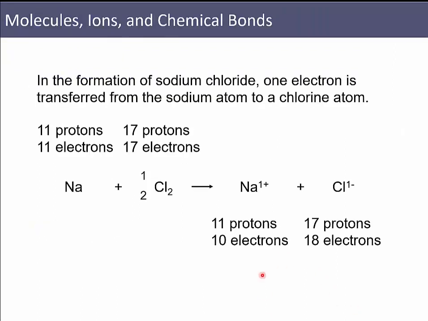So for the formation of sodium chloride, one electron is transferred from the sodium atom to a chlorine atom. Now, it's not a complete transfer. We'll talk about that in a little bit. For right now, we're just going to pretend it's a complete transfer. The sodium gives one up and becomes a sodium +1, where it's got 11 protons and 10 electrons, and our chlorine gains an entire electron to have 17 protons and 18 electrons.